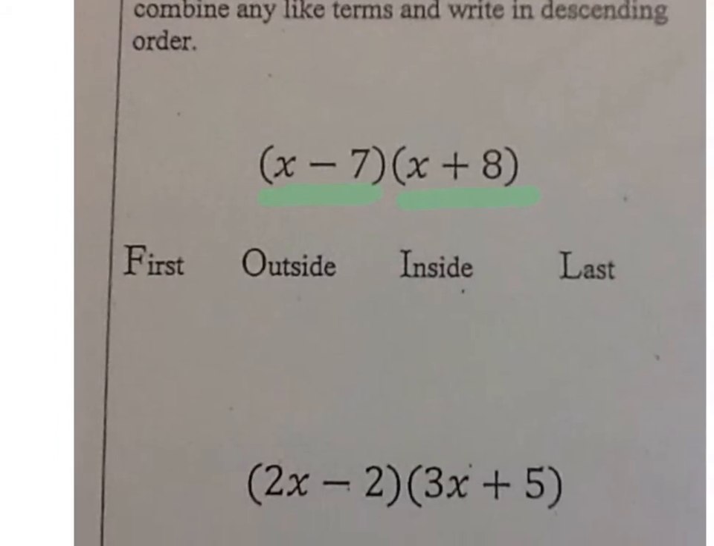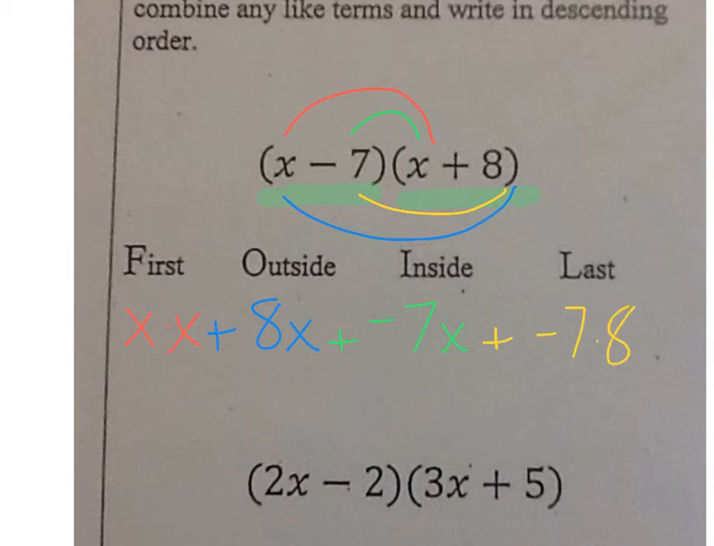But here we go. There's our first term right here, x times x. And then here is our outside term, which is 8 times x. Here is our inside term. Be careful with that negative sign. I'm just going to write it as negative 7x. And then last, we have negative 7 times 8. You notice I don't like subtraction, so I tend not to deal with it as much.